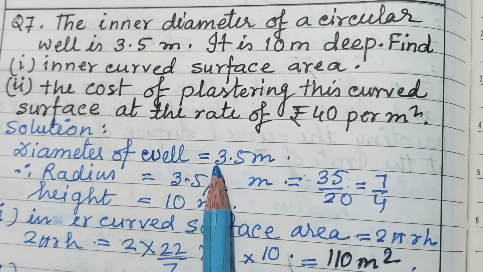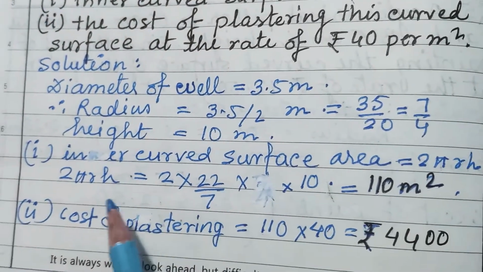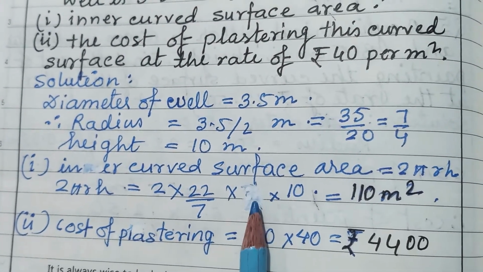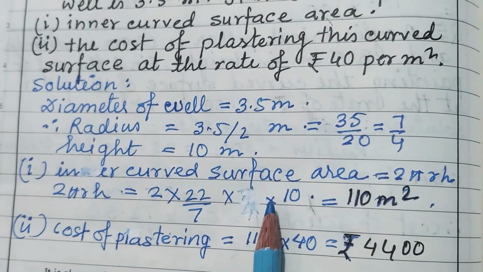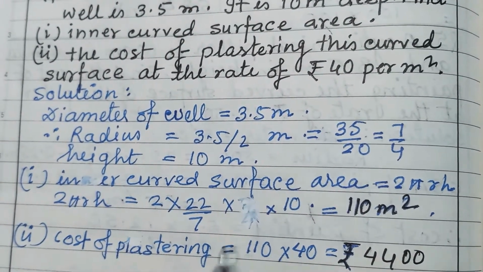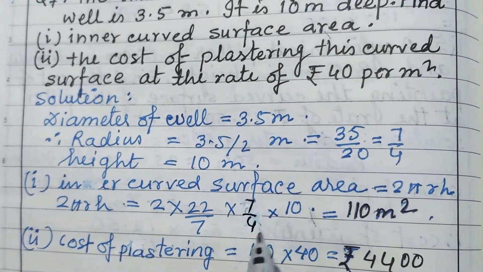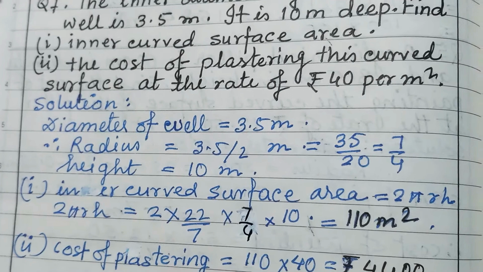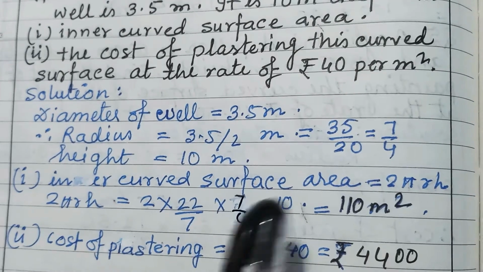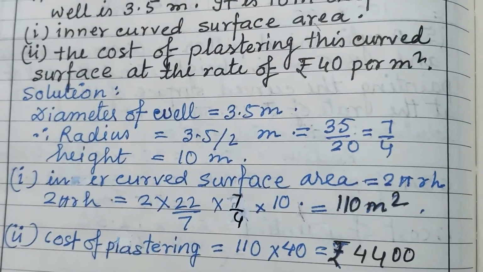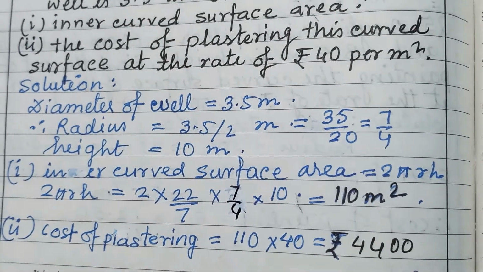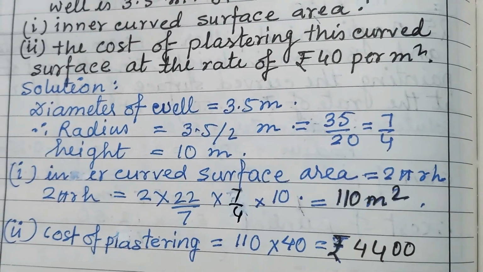Now the inner curved surface area's formula is 2 pi RH, that is 2 into pi into R into H. How much is R? It is 7 upon 4. 7 upon 4 into 10, it is 110 meter square. Cost of plastering is rupees 40 per meter square. Okay. So rupees 40, multiply it with 110, that is 4,400 rupees. It is the cost of plastering.